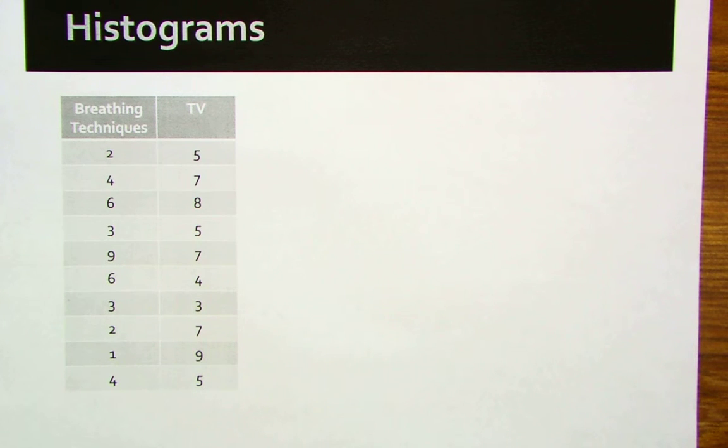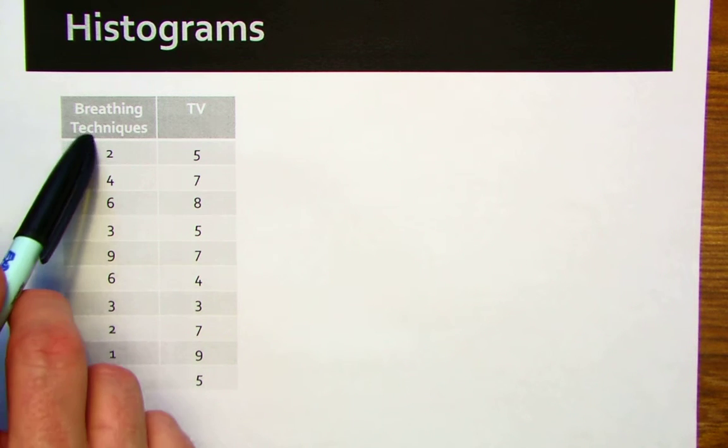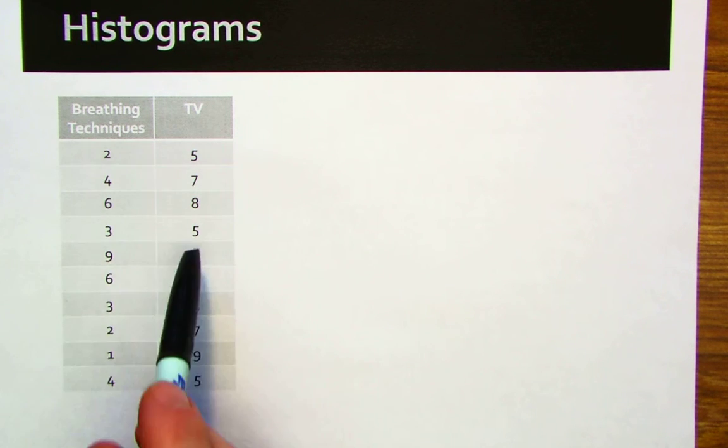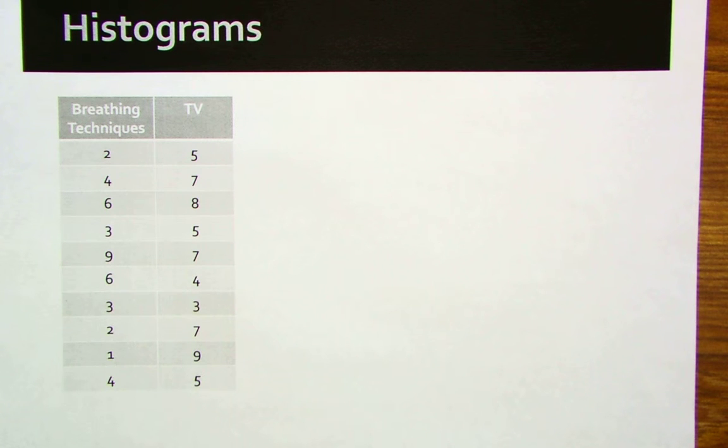And then the dependent variable would be their reported pain level on a 0 to 10 scale. So from this, what we might want to do is create a histogram for each group, for the breathing technique group and for the TV group, and organize the data to help us see patterns a little bit better.